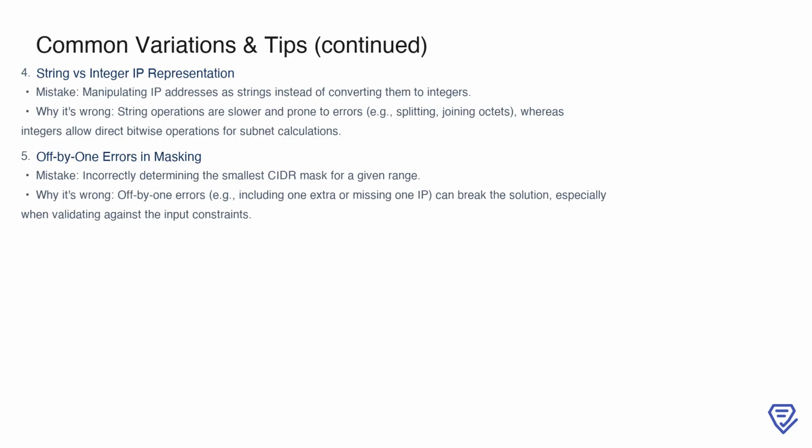Additionally, off-by-one errors can occur when determining the smallest CIDR mask for a range. For example, including one extra IP or missing one can result in an incorrect solution, which is particularly problematic when your output is validated against input constraints. These mistakes may seem small but can have a big impact on the correctness and efficiency of your solution.